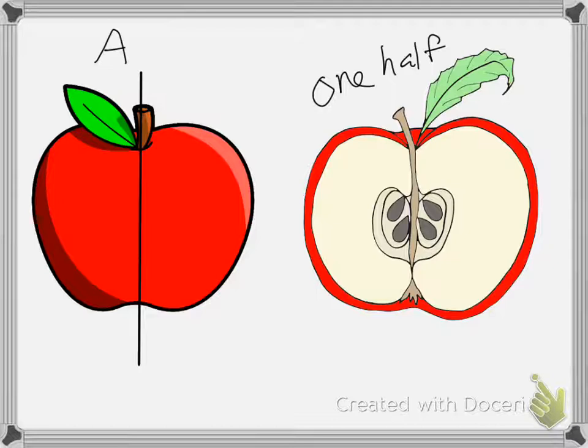of the apple. Now what happens if I take that half and I cut it in half again? So if I cut this half in half, then I would have a total of 4 pieces. Since I have 4 pieces, one piece would be 1/4 of my apple, because there would be 4 pieces in a whole apple.